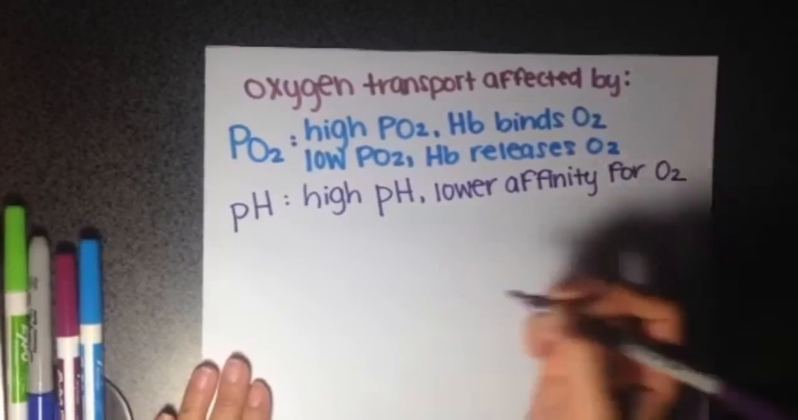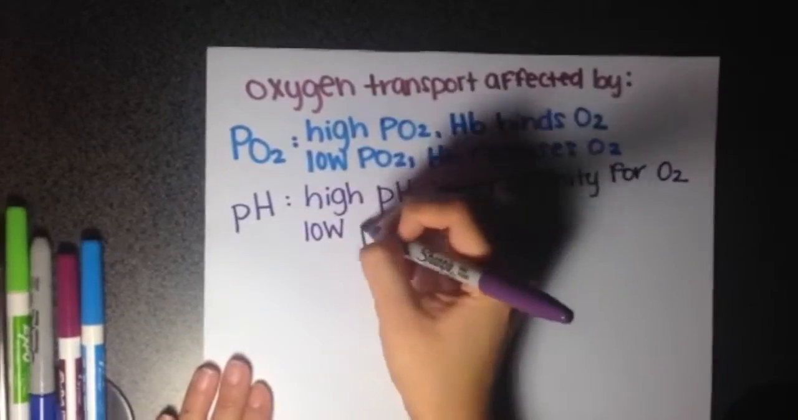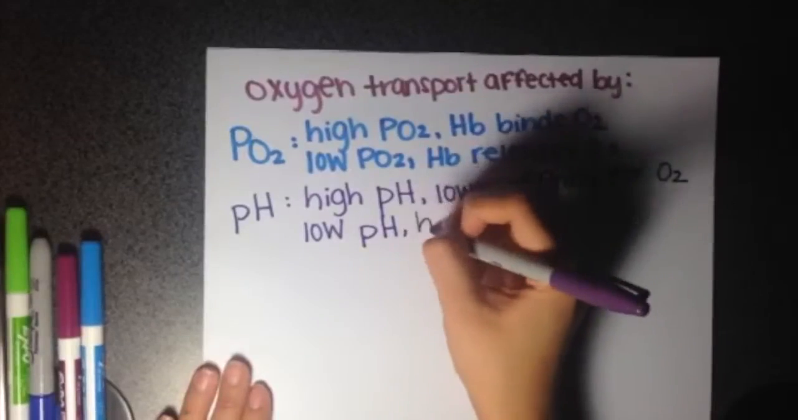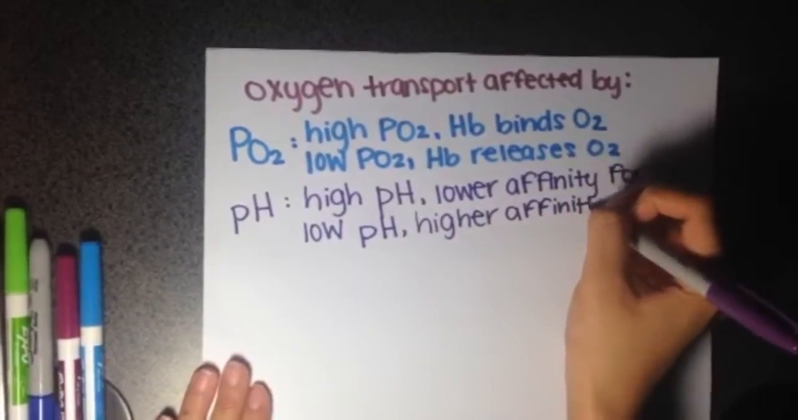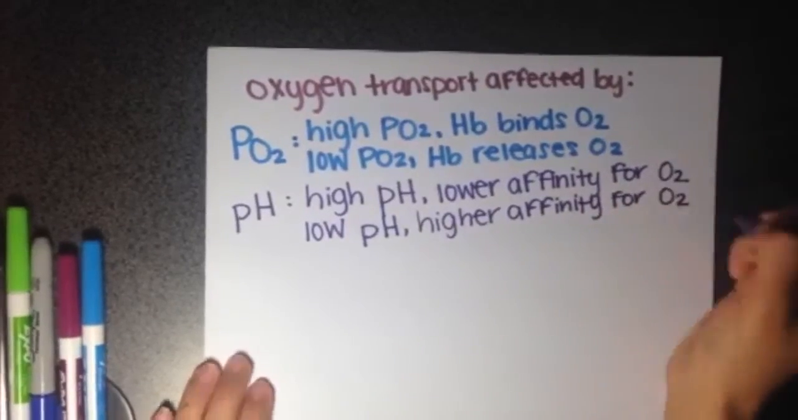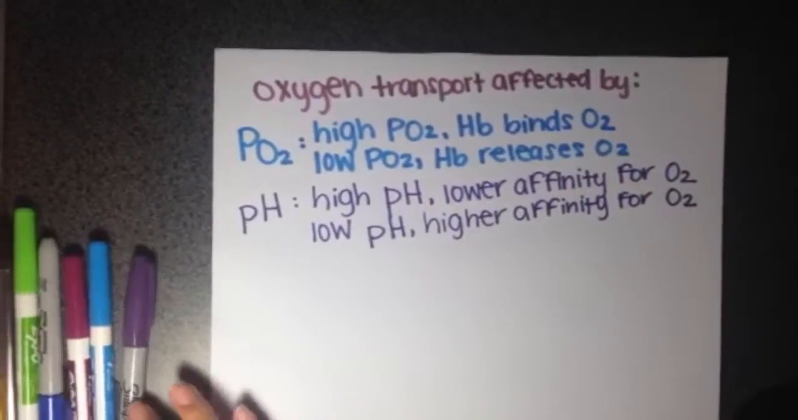When there is a low pH, however, hemoglobin has a higher affinity for oxygen. This is because when there is a low pH, there is also a low concentration of hydrogen ions and carbon dioxide. Therefore, hemoglobin does not need to release more oxygen from red blood cells.